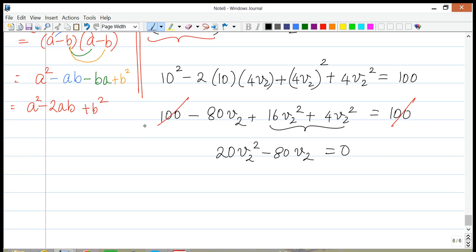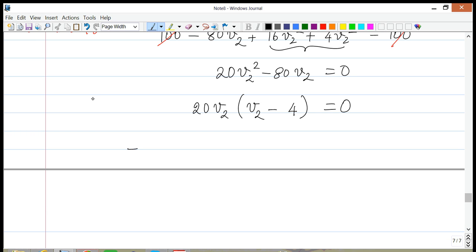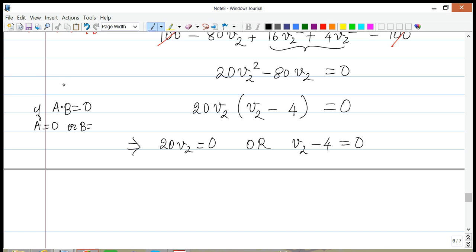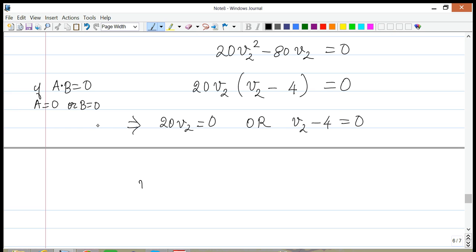Now what you can do here is you can factor out the common thing. So you see here 20 times v2 is common to both, and when I factor 20 v2, I am left with v2 on one side and I am left with 4 on the other side, and all this becomes equal to 0. So this implies that 20 v2 equal to 0, or v2 minus 4 equal to 0, because this is a product of two things, and what we know is that if a times b equals 0, a is equal to 0 or b is equal to 0. Great. So now V2 is equal to 0 or V2 is equal to 4 meters per second.